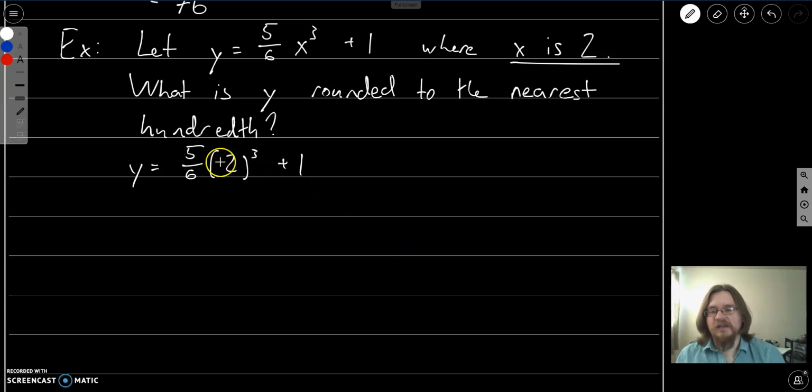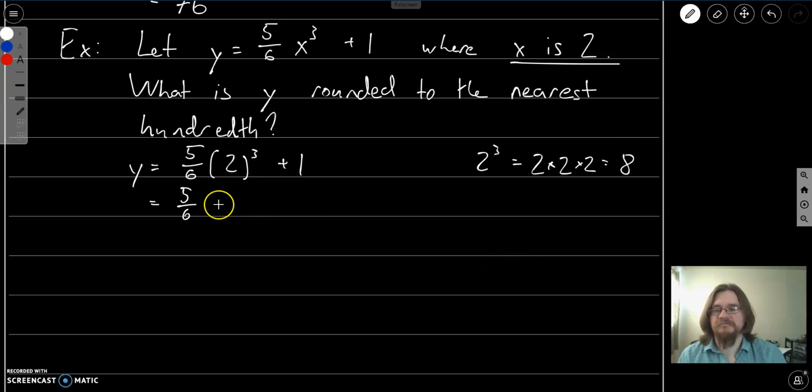Again, the things inside the parentheses, we can't simplify 2 anymore. It's just 2, so we're done with that. Next, the exponent. So let's simplify this exponent. 2 to the third power is just going to be 2 times 2 times 2, which is 8. So it's going to be 5/6 times 8 plus 1. Again, when we look at this, we see some multiplication. So I'm going to have to multiply this together, and then we will add 1.